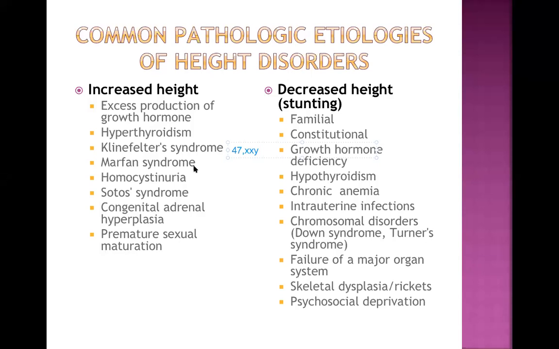The arm span is more than the height in Marfan syndrome, and it is also associated with other abnormalities, like aneurysm formation inside different arteries. Mitral valve prolapse is one of the conditions associated with Marfan syndrome, and one more: the lens of the eye is usually dislocated in Marfan syndrome. So these are some of the important points.